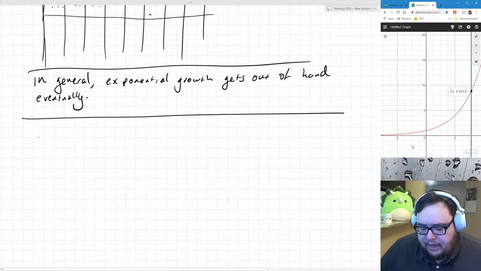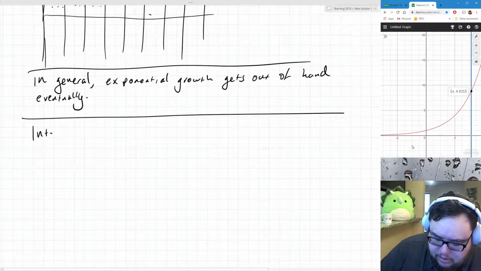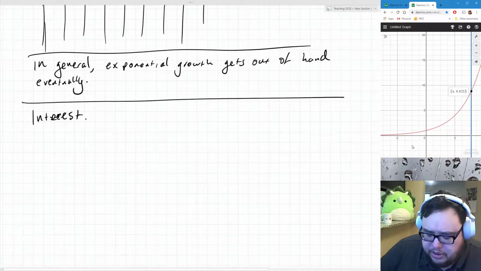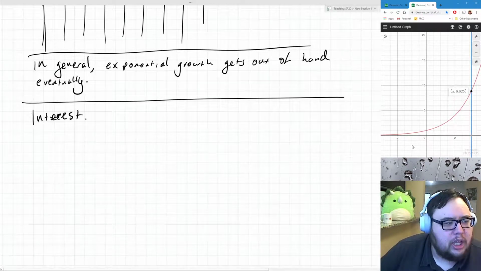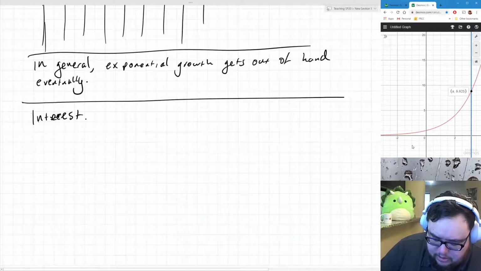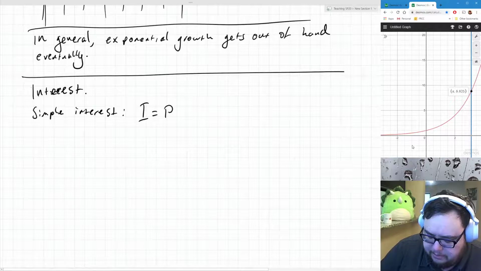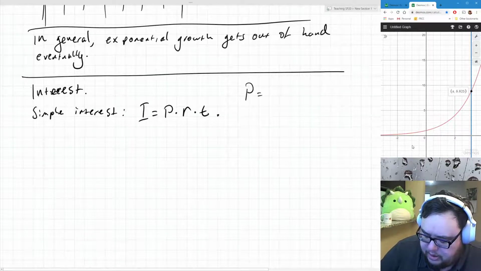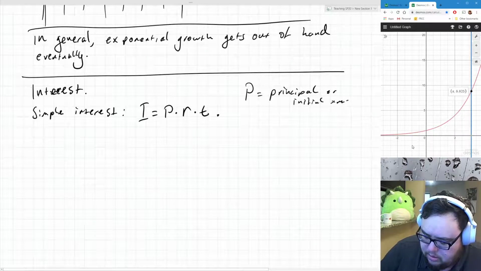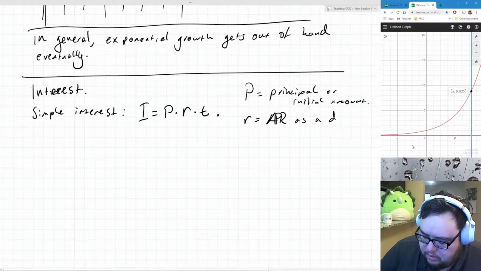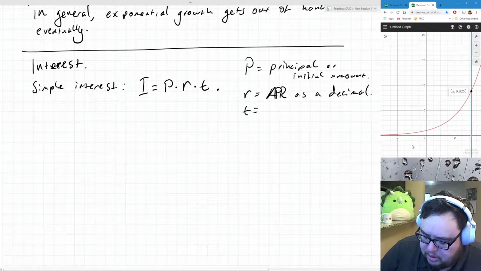Regardless, we have a handful of different ways of computing compound interest, and the first one is simple interest, which is not actually something that anybody uses for anything. Nobody uses simple interest unless it's like a really small thing on the side, right? So the amount for simple interest is not actually an exponential function. It's I equals P times R times T, where P is the principal amount or initial amount, R is the APR as a decimal, and T is the number of years.